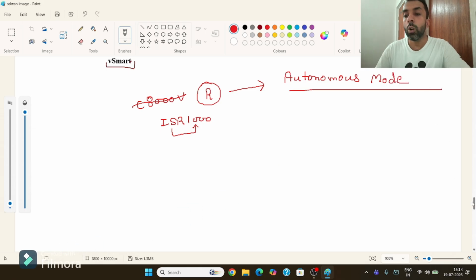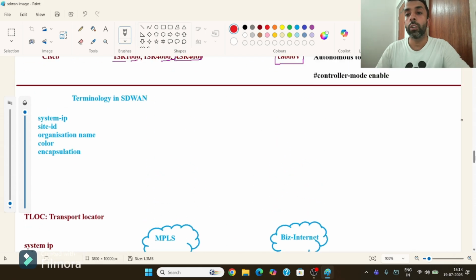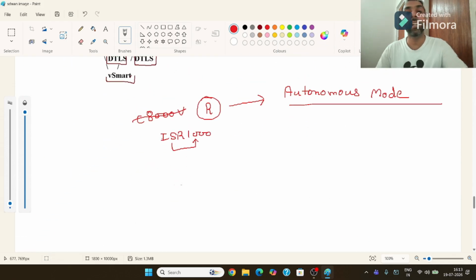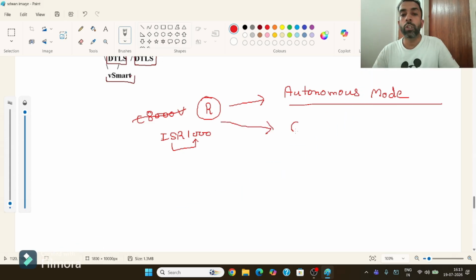Now, in autonomous mode, if you want to change the mode of your router, if you want this router to be working as a WAN edge device, in that case, you will change the mode to which mode? Controller. Okay, that is right. Now, what is the difference between these two modes?